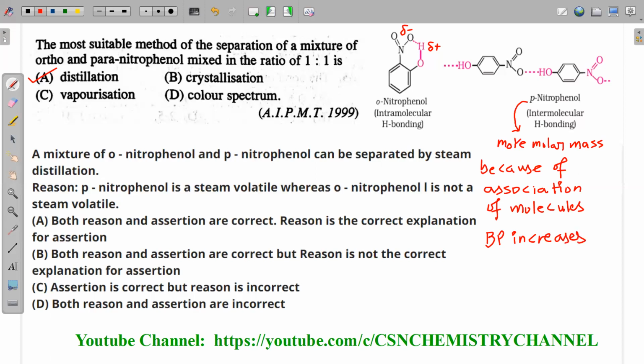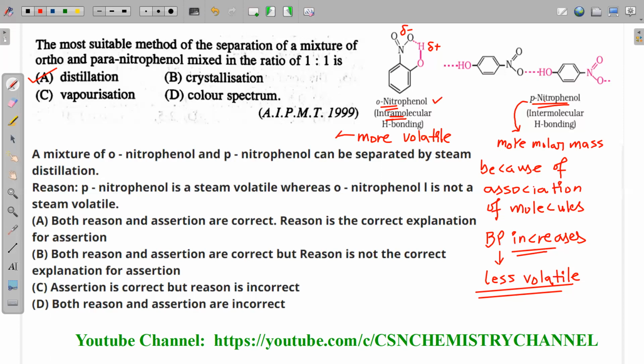Boiling point increases means it is less volatile. High boiling point compounds are less volatile. So which compound is less volatile? Para-nitrophenol is less volatile. Hence it has the higher boiling point, whereas orthonitrophenol is more volatile. Why is it more volatile? Because of intramolecular hydrogen bondings, orthonitrophenol is more volatile.